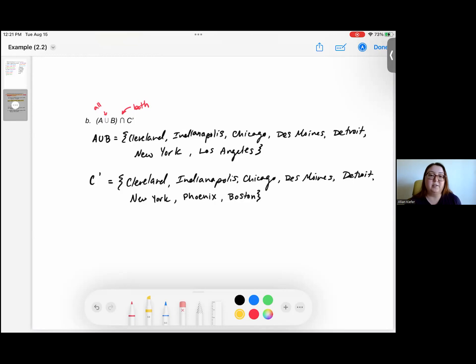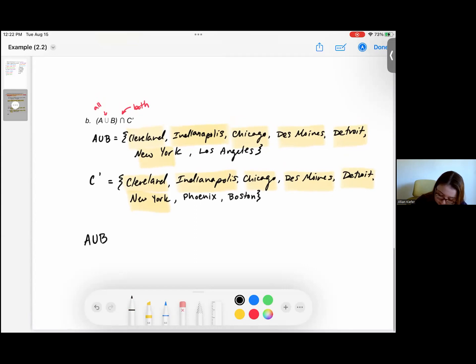What elements are they going to share? So let's use our highlighter and go element by element and figure out if they share it. Starting with Cleveland. Cleveland is in both, so Cleveland would definitely be in the intersection. Then we see Indianapolis is in both. Chicago is in both. Des Moines is in both. Detroit is in both. New York is in both. Los Angeles is not in C complement. Phoenix is not in A union B. And Boston is not in A union B. So only the ones that were highlighted are actually the intersection. What is in both? We'll copy those down to finish this up.